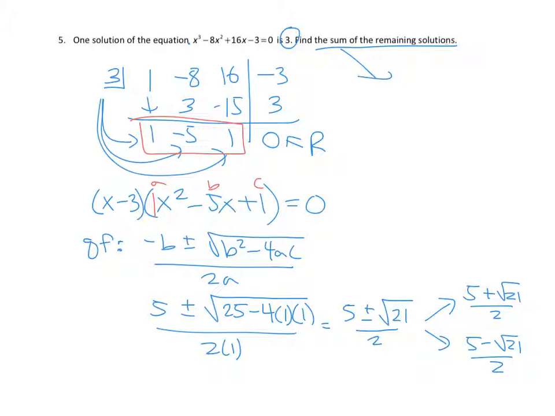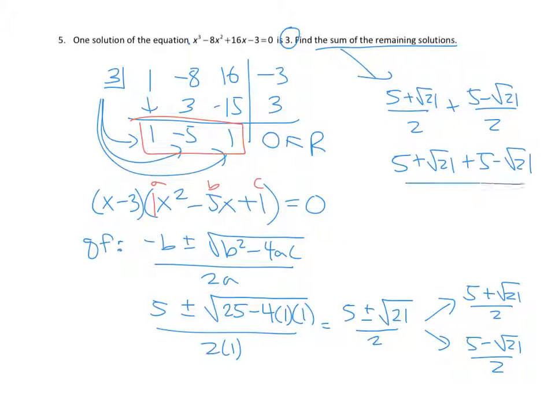So now to find the sum, we're going to add 5 plus radical 21 over 2 plus 5 minus radical 21 over 2. And these already have common denominators, so we can just add the tops. And we get 5 plus radical 21 plus 5 minus radical 21 all over 2. And the square root of 21 minus the square root of 21 cancels. We can add the 5 and we get 10 over 2, which is 5. So the sum of those remaining solutions is 5.